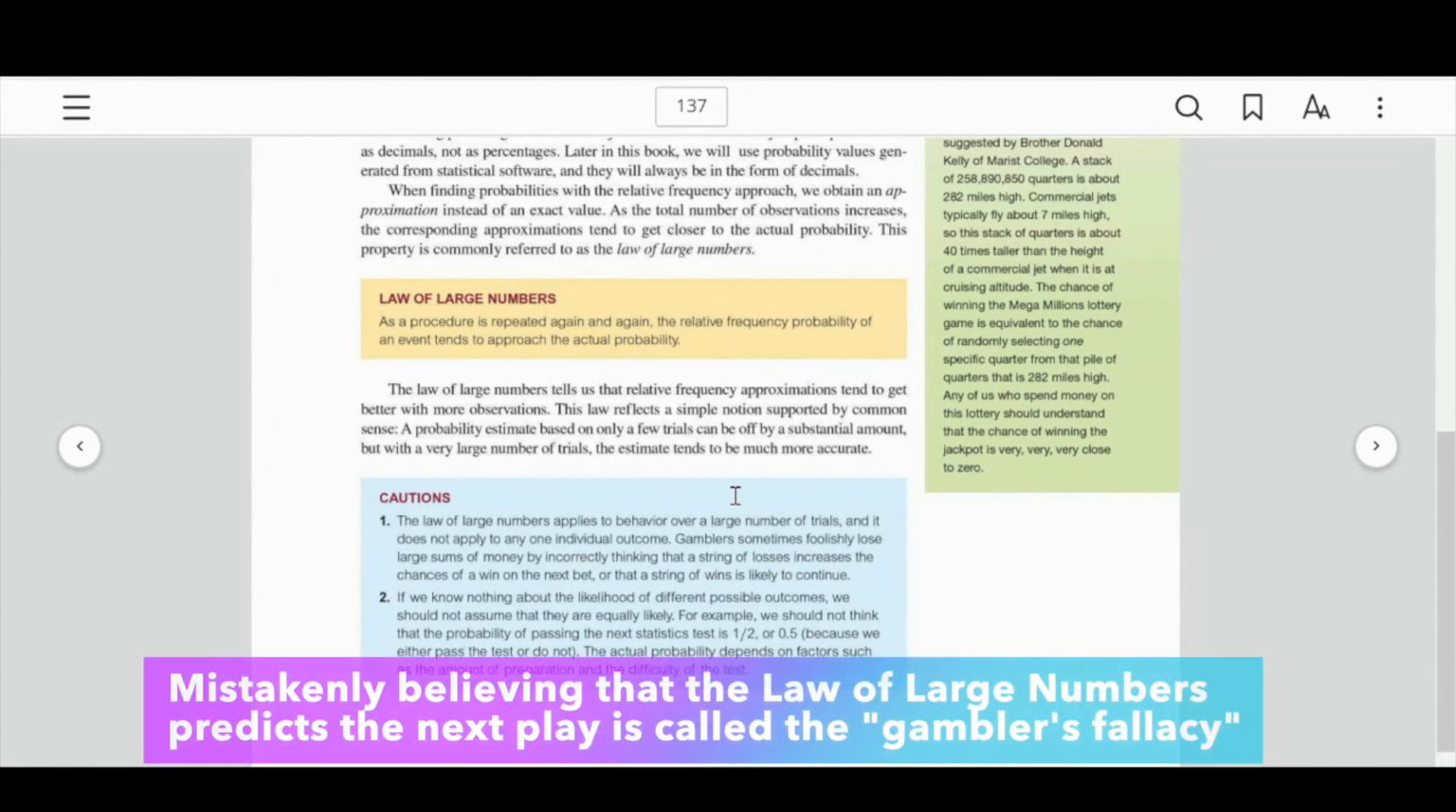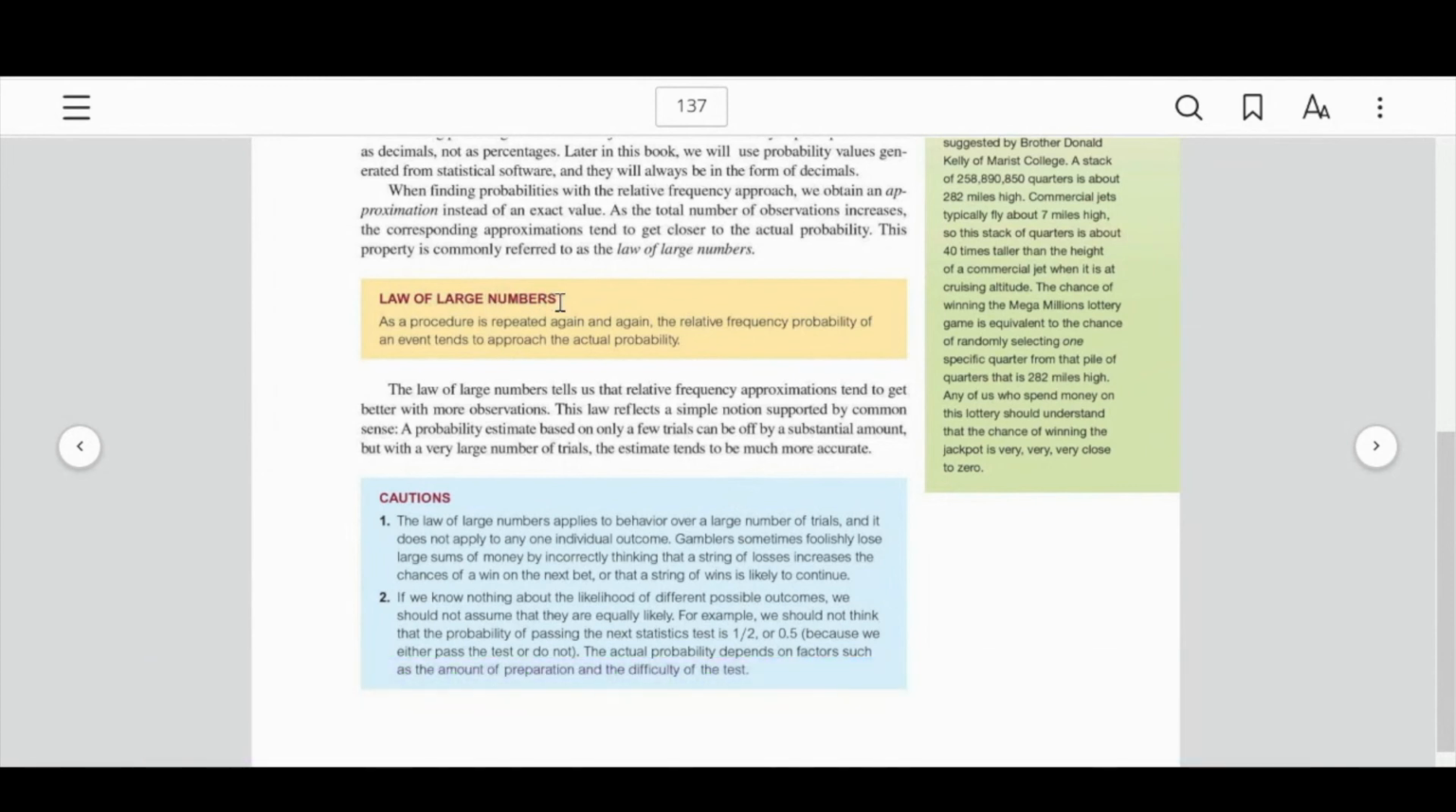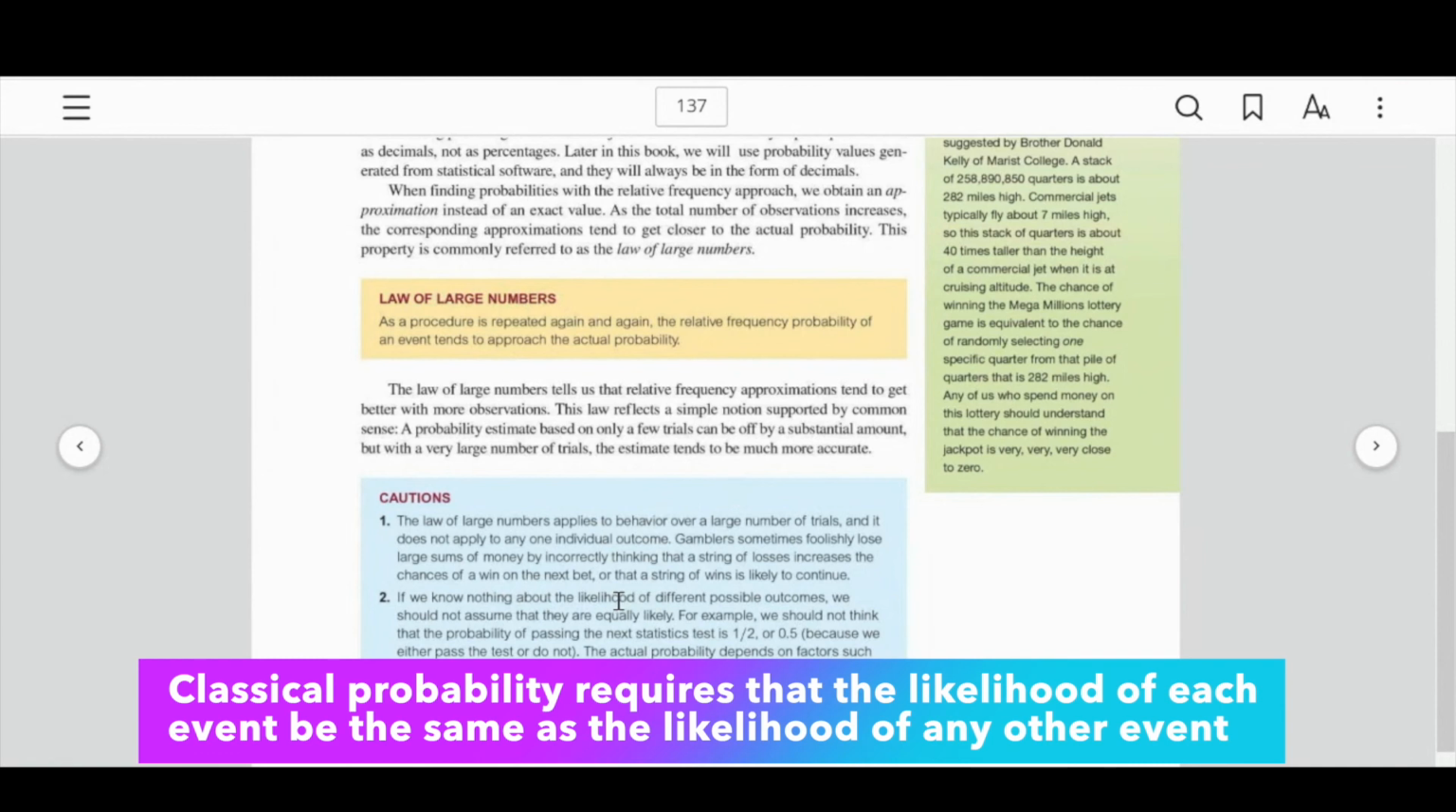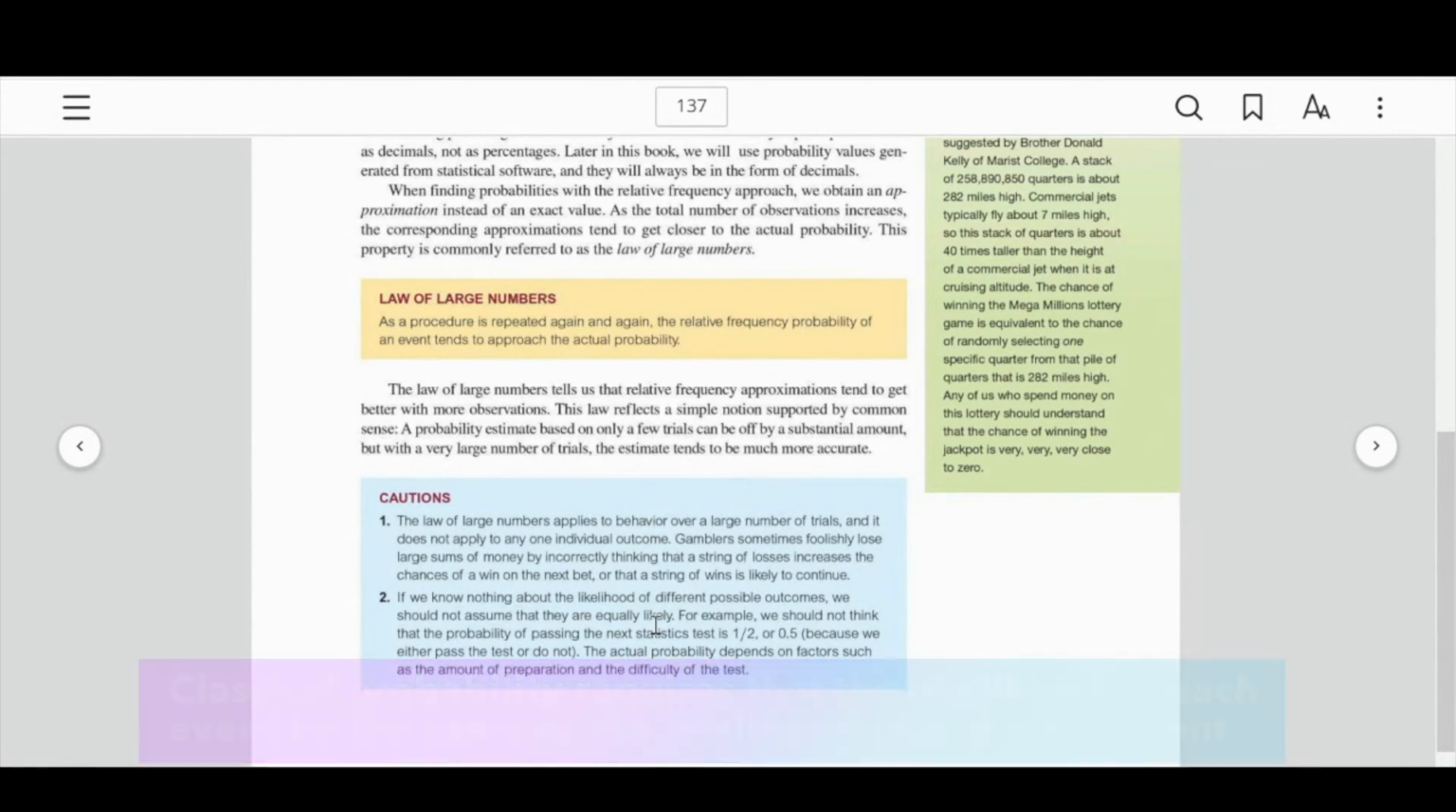And no, we don't know anything about the next one. We know that if you spin it thousands and thousands of times, a large number, then half of them will be red and half of them will be black. We don't know what the next one's coming up, so don't be fooled by that. If you don't know anything about the likelihood of the outcomes, don't assume they're equally likely. So if you don't know anything about coins, don't say, well, 50-50, heads, tails. You have to know. You cannot use a classical probability model if you don't know the actual likelihoods are equal.